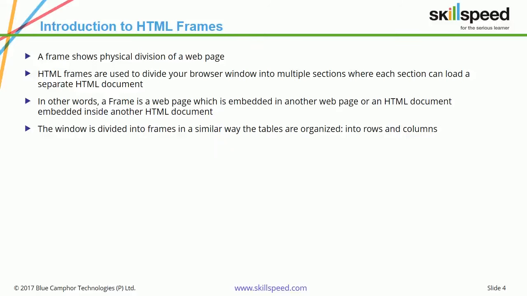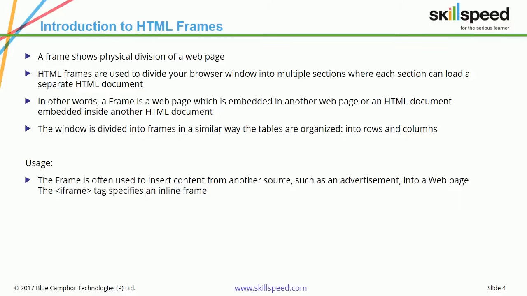The window is divided into different frames. In a similar way, tables are organized into rows and columns. So what is the usage? The frame is often used to insert content from another source, such as an advertisement, into a web page. The iframe tag specifies an inline frame.